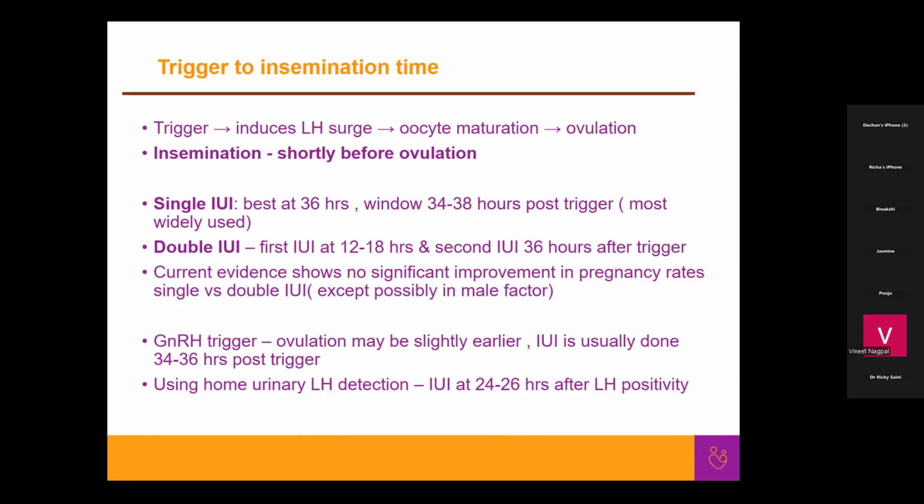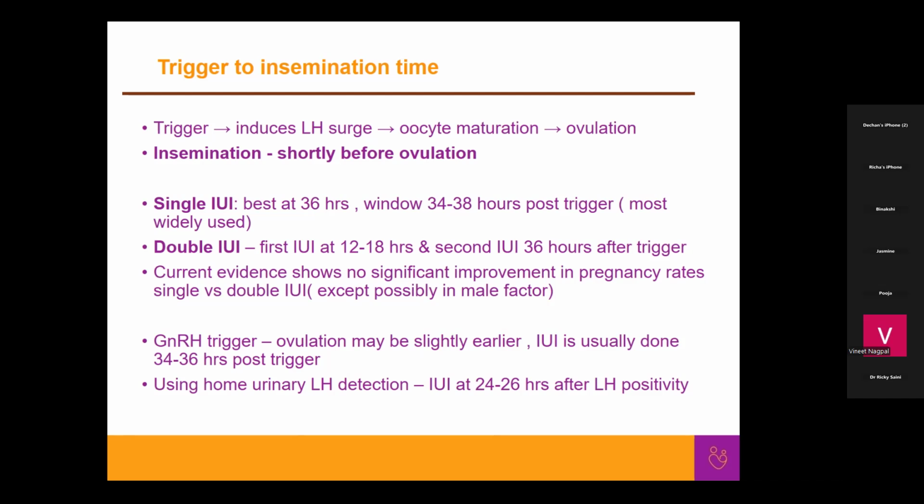And if we are doing a double IUI, the first IUI is done 12 to 18 hours after the trigger, and the second IUI at 36 hours post trigger. The evidence says there is no difference in success rate between single and double IUI, except that in some male factor etiology, double IUI can give slightly better results. If it is a GnRH agonist trigger, then ovulation is slightly earlier, so IUI timing can be preponed a little. We can do IUI between 34 to 36 hours post trigger rather than exactly 36 hours.